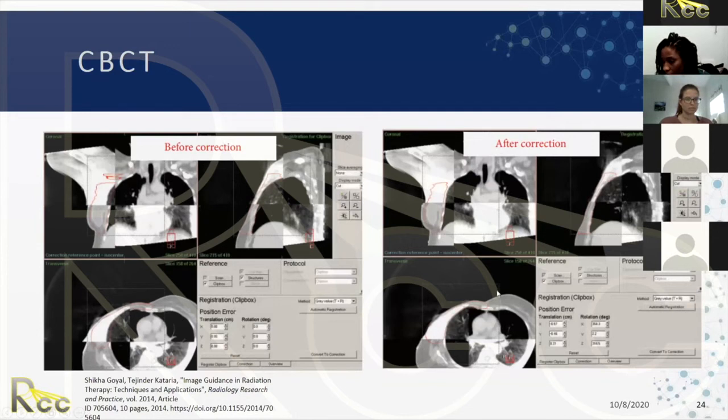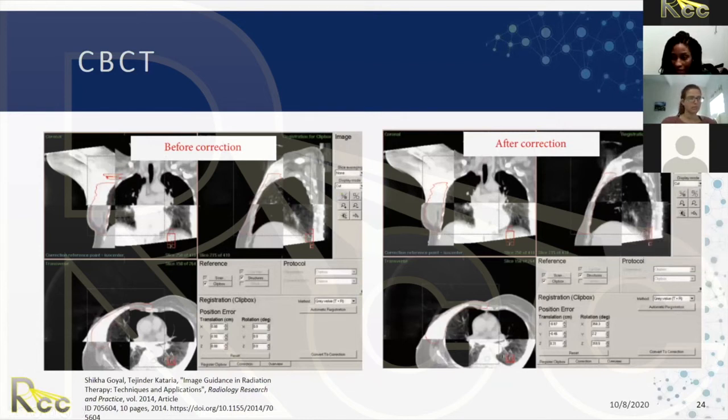You look in all viewpoints. And it's important, I should mention, to really look at all three treatment viewpoints to make sure that your sup and inf, your ant and post, and your left to right corrections are all in the appropriate position prior to treating. Okay, so I said a lot. These are some of the examples of how portal imaging can help your treatment and can help you be a bit more safe.